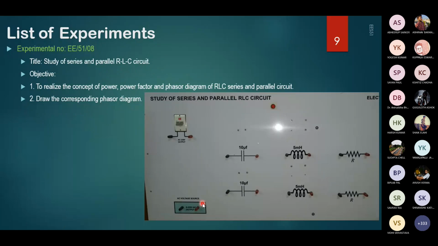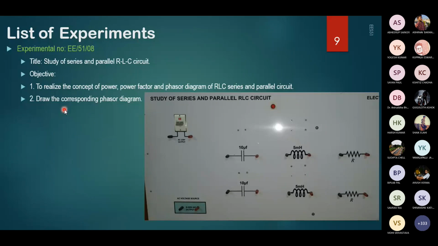Now here, the capacitance, inductance, resistances. They will be connected first in series and after that in parallel. And we will measure what? The power factor, obviously the supply voltage, current, and voltage across each of them.